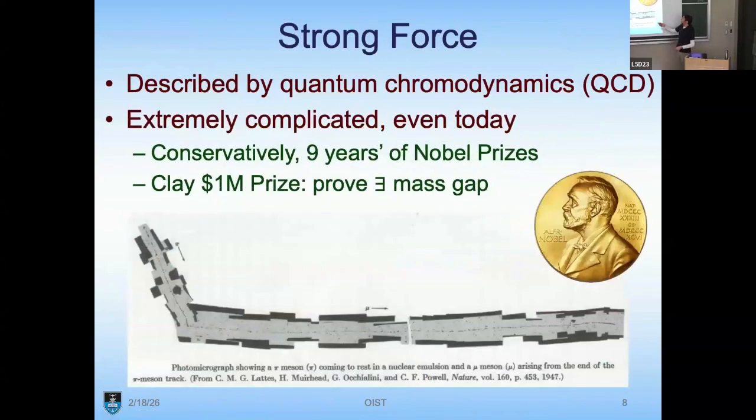The strong force in general is described by a quantum field theory. So quantum field theory, we know that the physics of the very small is quantum mechanics, the physics of the very fast is special relativity. When you have those two together, it's a quantum field theory. Electromagnetism is described by quantum electrodynamics. The strong force is described by quantum chromodynamics. So instead of just a plus-minus charge, we have 3 color charges.